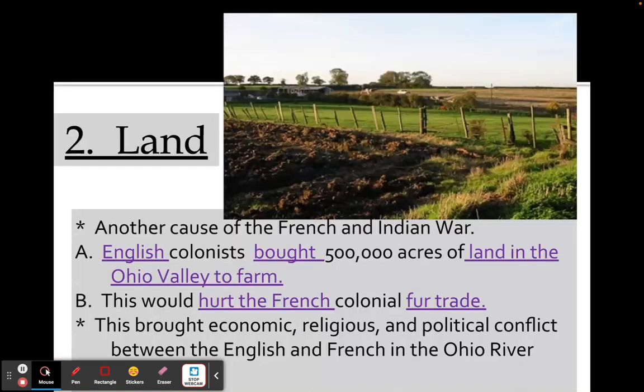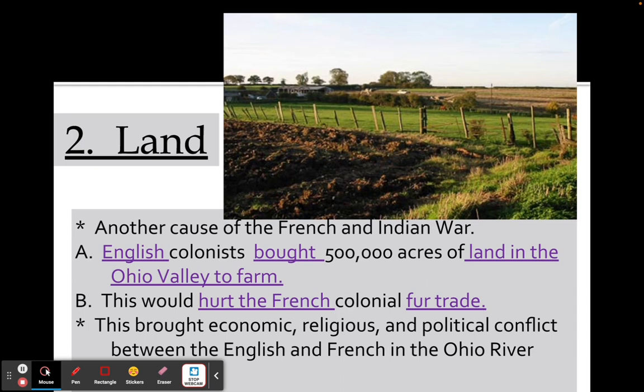So the second major cause is land. Land in any place equals power. So land is another major cause. English colonists bought 500,000 acres of land in the Ohio Valley to farm. And obviously, this would come into direct conflict with the French fur trade because this is where the beavers lived. So, this brought conflict economically. They're fighting over land and resources.